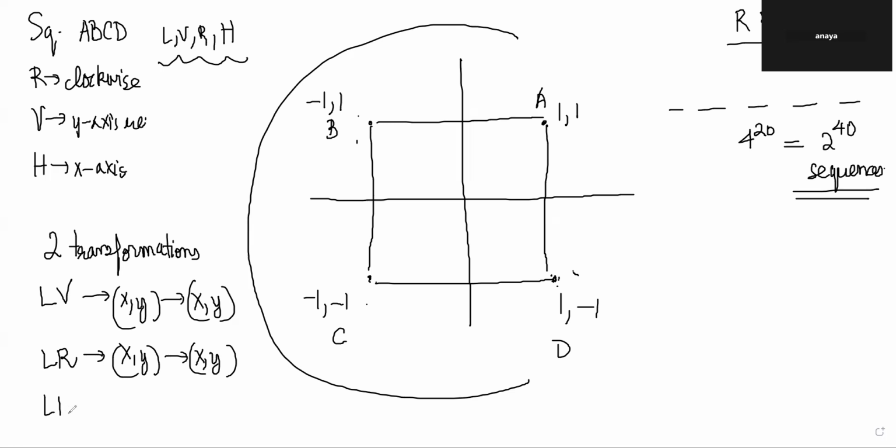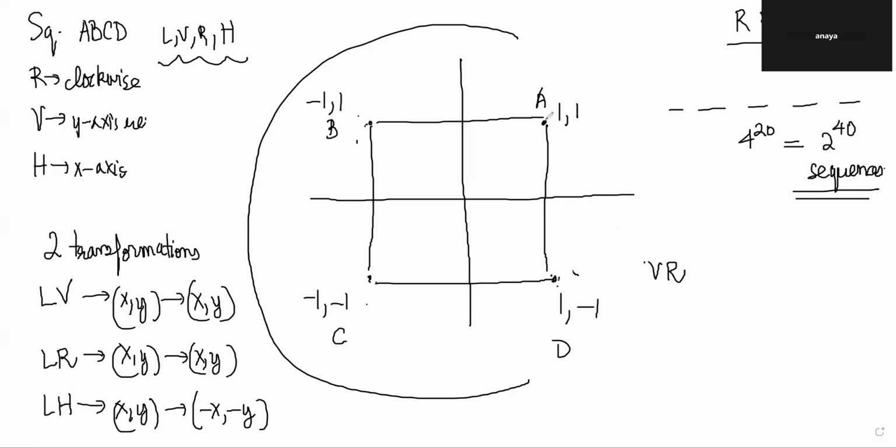After LH, what happens? L will basically take it here and H will bring it down here, right? So XY goes to minus X minus Y, right? Correct. Then there is VR.